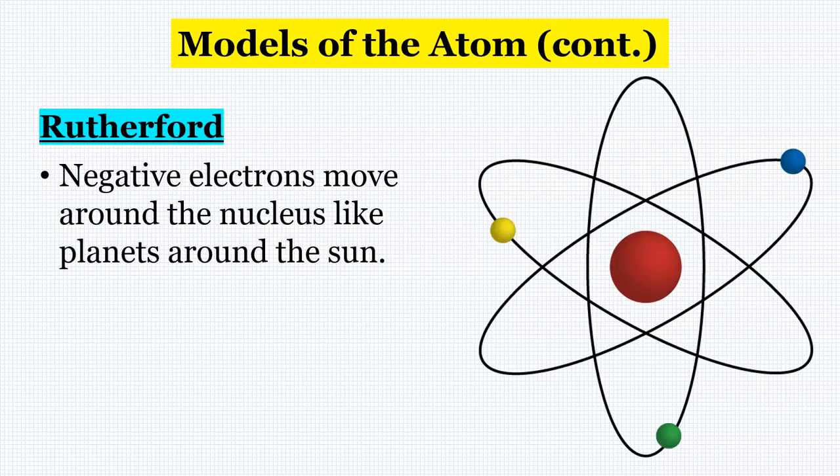Next, we had Rutherford. Rutherford proposed that negative electrons move around the nucleus like planets orbiting around the sun. And you'll see this model commonly used. This model here is used to explain the very basics of how an atom works.